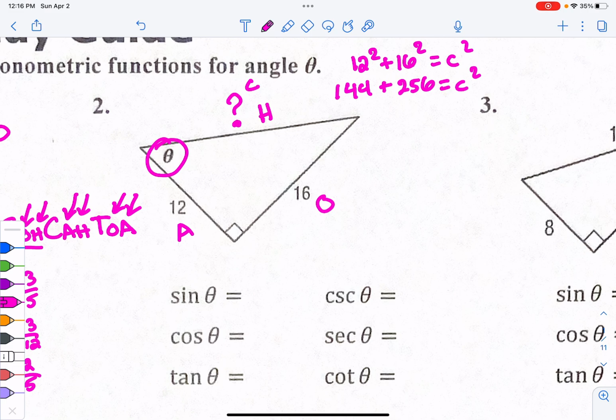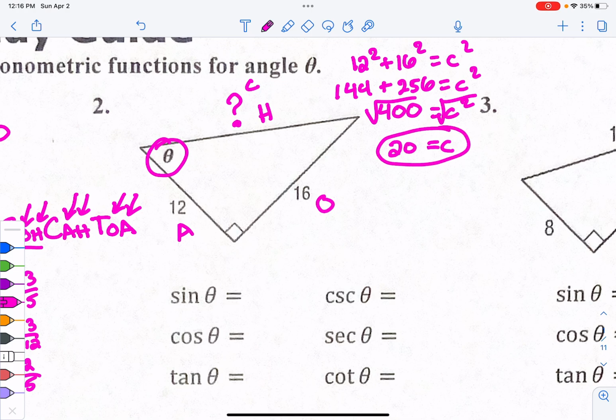Now I've got to do some math. Hold on. 144 and 256 is... no, that's 400, I think. 400 is C squared. Let me check that. 144 plus 256, 400, yep. And then when I take the square root, C equals the square root of 400, which is 20, I believe.